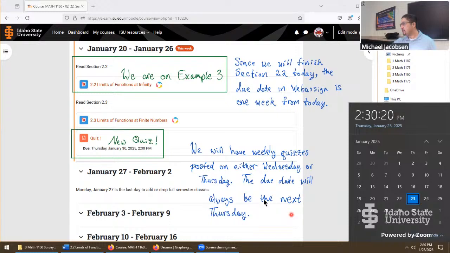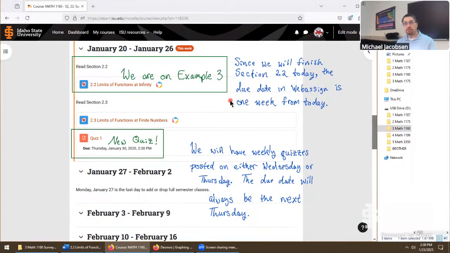I have several comments on here. Don't want to read them out line by line, but the major thing I want to point out is, as far as the due dates go in WebAssign, they're always going to be due 1 week after we finish a section. So for section 2.2 in WebAssign, the due date is going to be, looks like, January the 30th. Also, those due dates are posted pretty clearly once you log into the WebAssign system. So that's a good thing to double check each time you're looking into the course, where you're at and that kind of stuff.